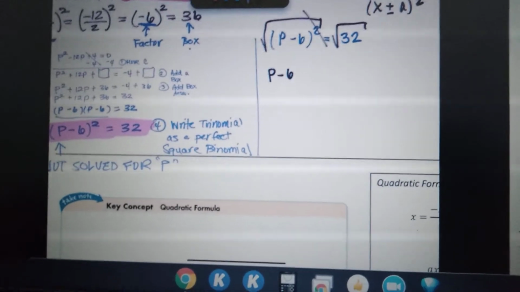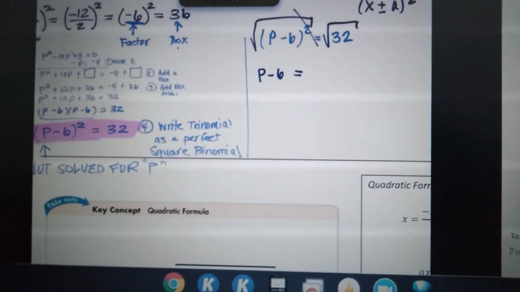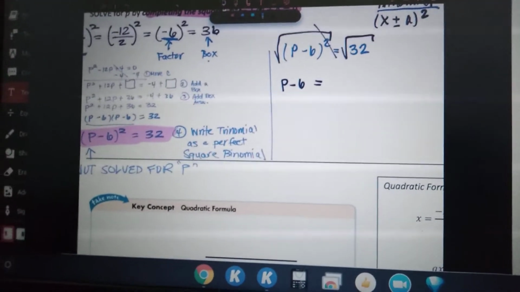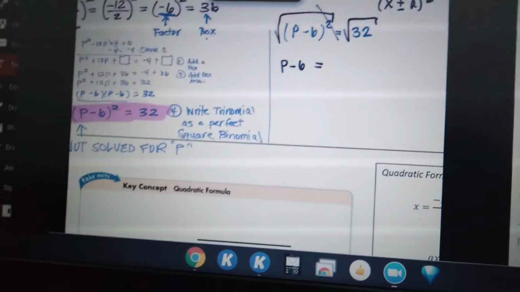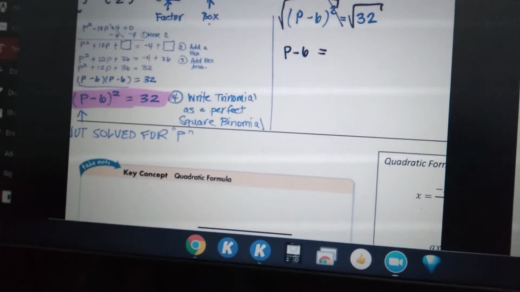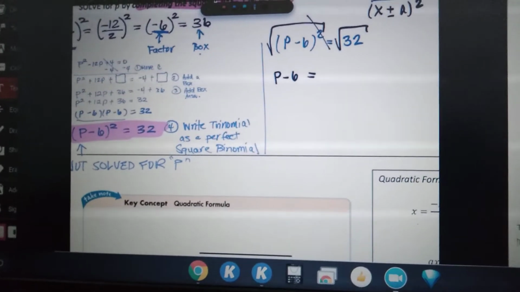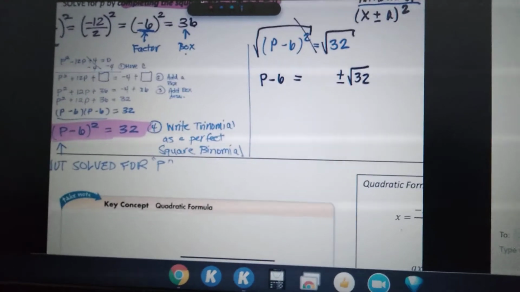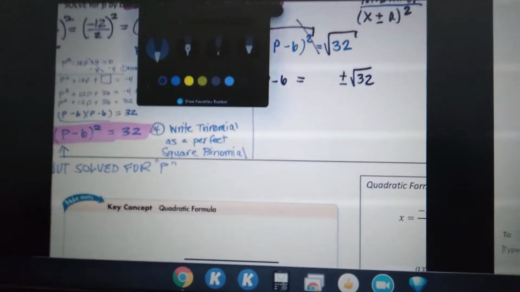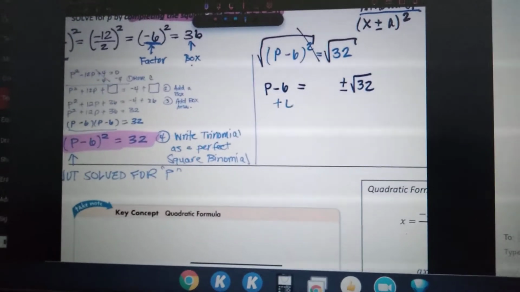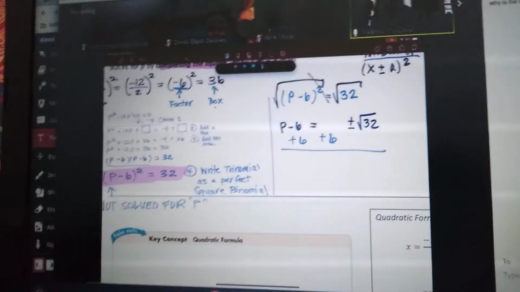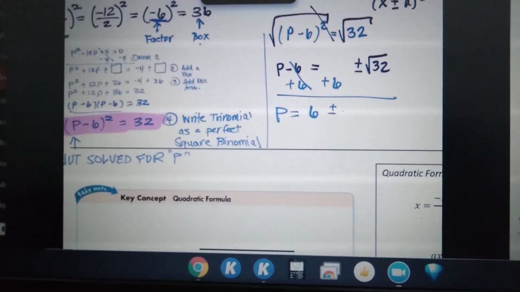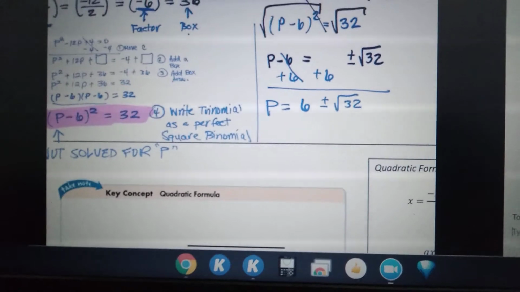Good. So that leaves me with p minus 6 is equal to the square root of 32. We know when we take the square root of a number, we get 2 answers. Everybody remember that. Good. So I'm going to put a little space and say plus or minus the square root of 32. Well, I need to solve for p. So I'm going to add 6 to both sides. P is equal to 6 plus or minus the square root of 32. Everyone understand?